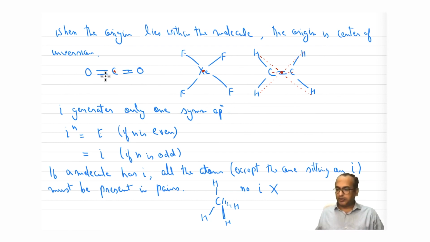Okay, so that finishes the fourth symmetry element, the inversion center. And in the next class, we will see improper axis and improper rotation. Okay, so that's all for today.